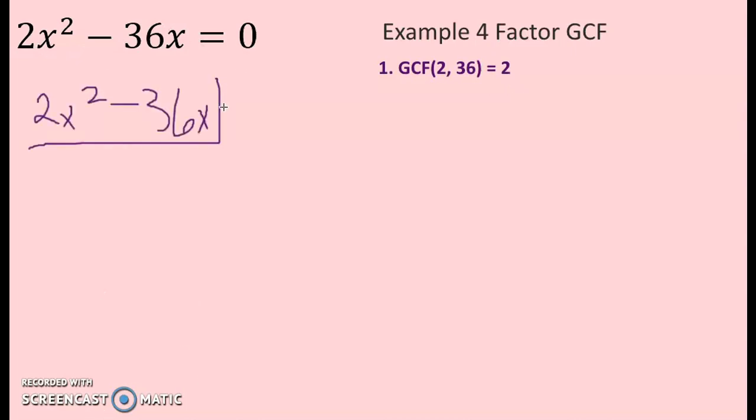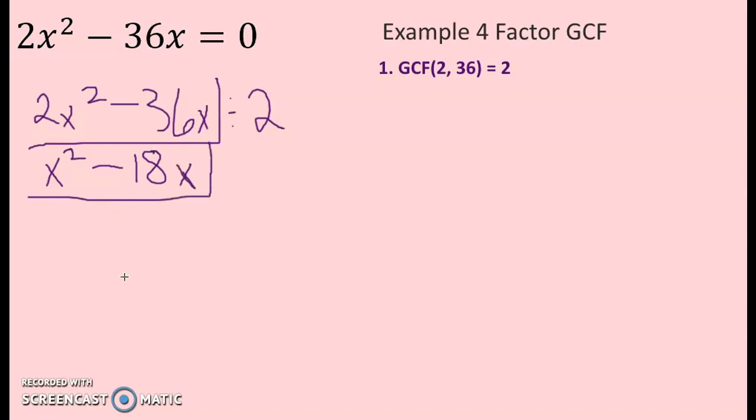And we always want to factor out the leading term's sign. And the lead term sign is positive, so we're just dividing by 2. We're factoring out a 2 here. So 2x squared divided by 2 is 1x squared. Negative 36x divided by 2 is negative 18x.